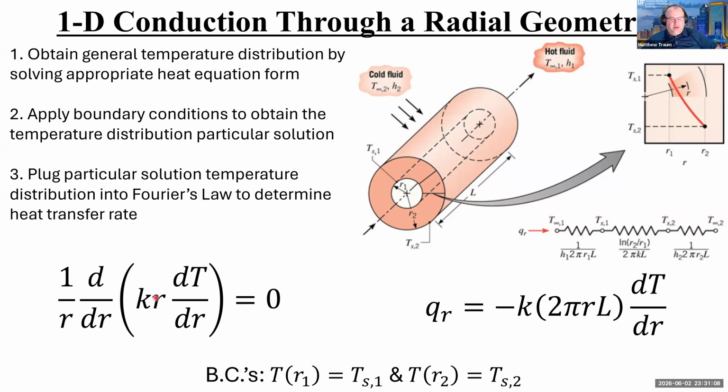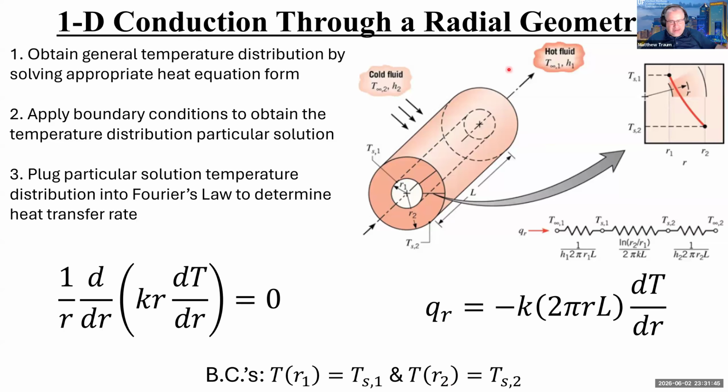I am going to integrate this twice like I did before because it's a second order differential equation. I need two boundary conditions, and so my boundary conditions are at r equals 1. So here's my geometry. I've got a hollow tube, and r1 is the inner radius. So at the inner radius, the temperature is TS1, whatever the temperature of the surface is there. And then at R2, which is the outer surface, the temperature there is TS2, right? So those are my two boundary conditions.